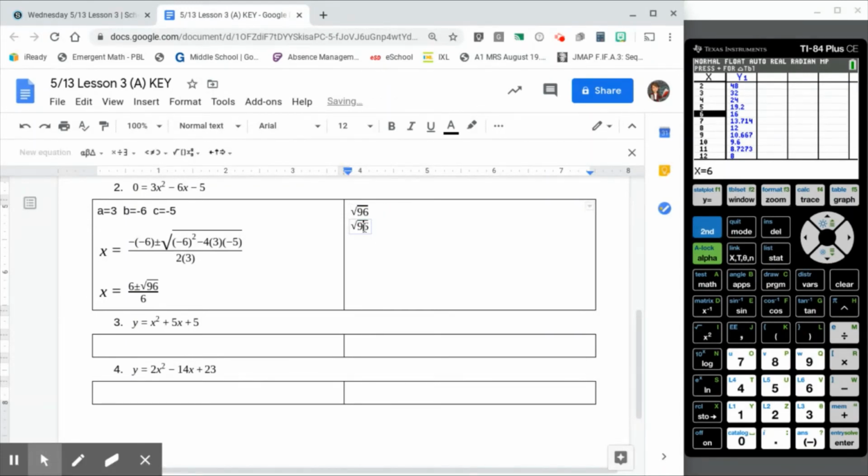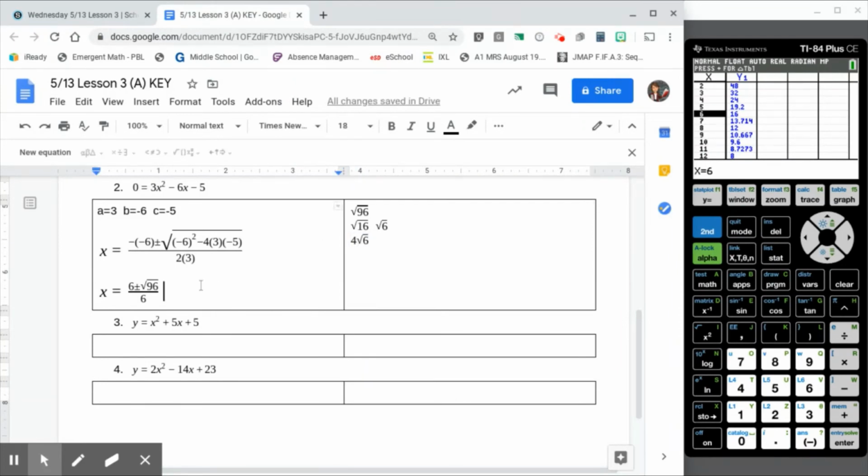So I've got 16, you got to write your perfect square first. And times 6. And simplify our square root of 16 to 4. If you notice, I'm just copying and pasting so I don't have to keep inserting the radical. So this should be 4 radical 6.